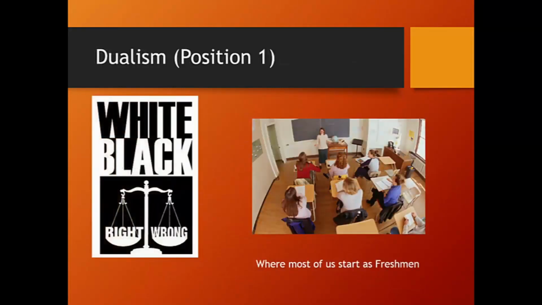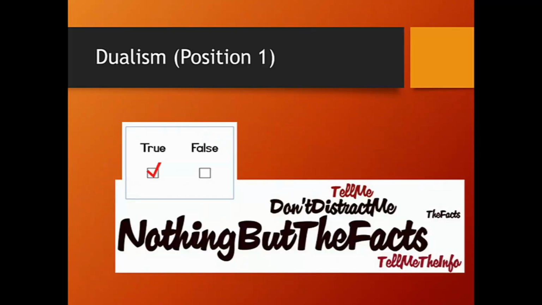The first stage is that of dualism, and this is where most of us start as freshmen. We see the world in terms of black and white and right or wrong. We view our faculty members as unquestioned authorities about a subject matter. In addition, we only want the facts. We tend to view and approach our learning as a process of memorization.